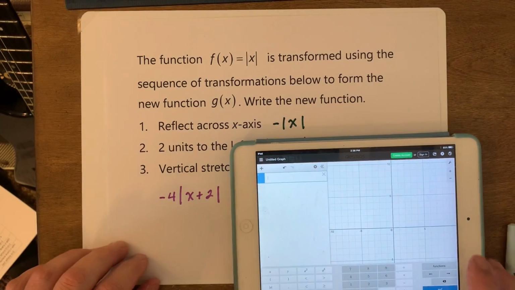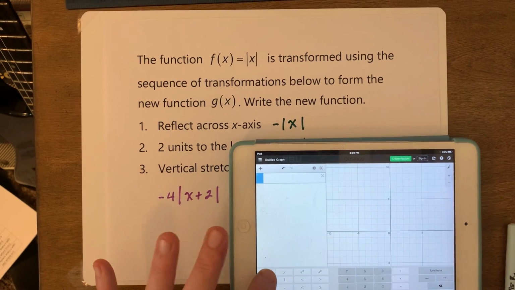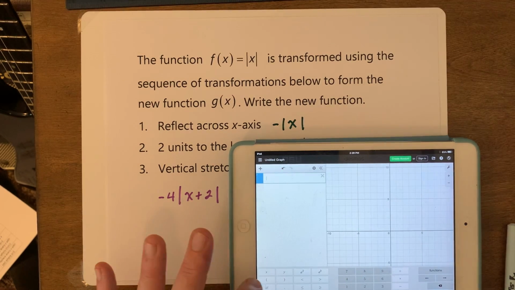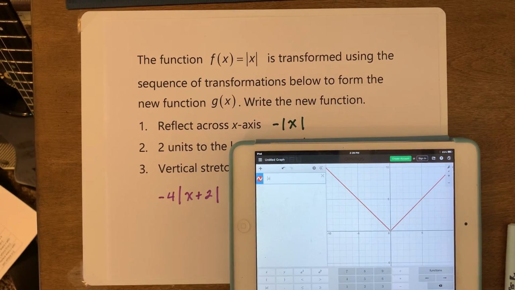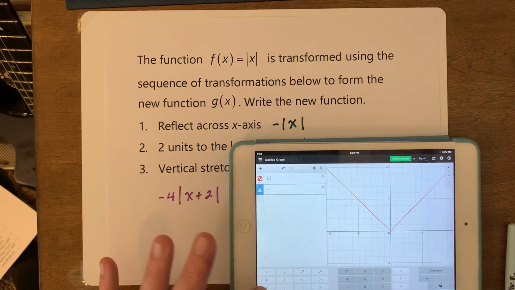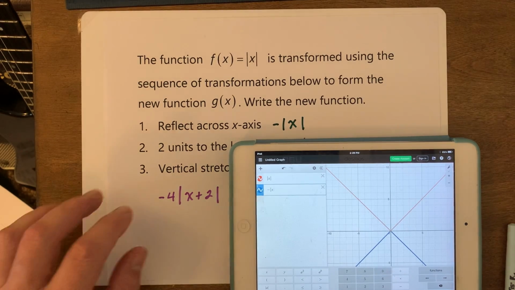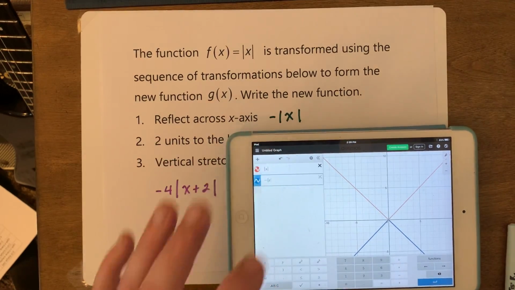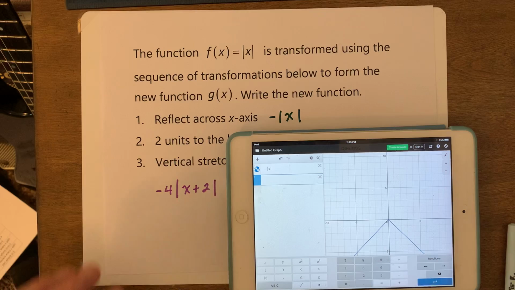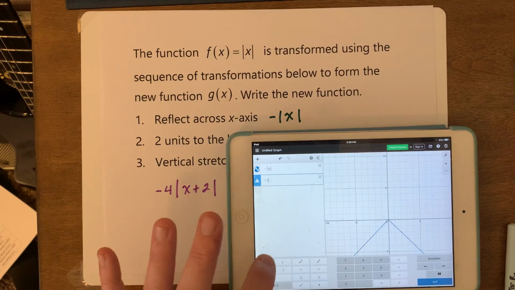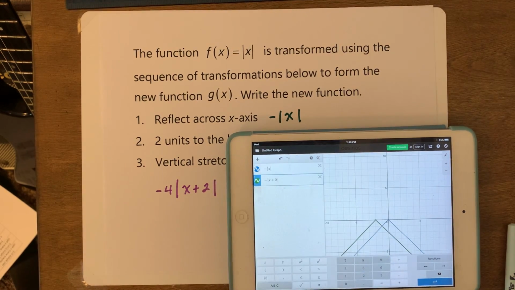So first thing, we want absolute value of x, and there it is. Okay, so now let's take that and let's put a negative in front, see what happens. And it definitely does reflect it across the x-axis. Okay, so now get rid of the first one. Okay, 2 units to the left. So now we want negative absolute value, and I think we said x plus 2. Okay, and it did move it 2 units to the left, just like I wanted.